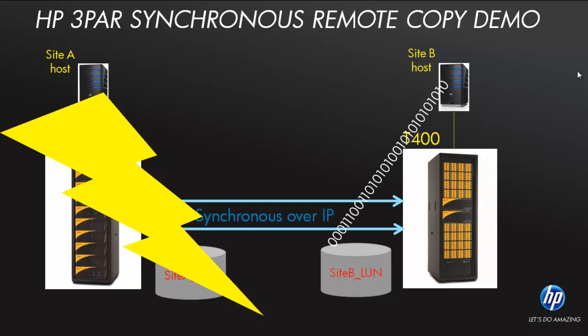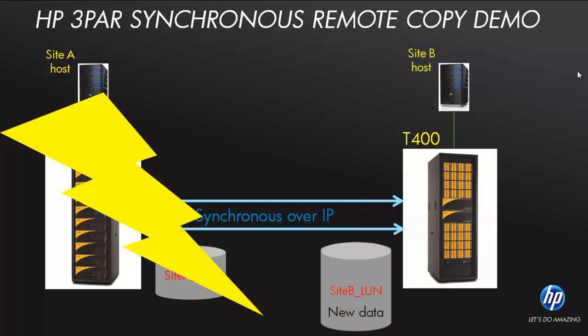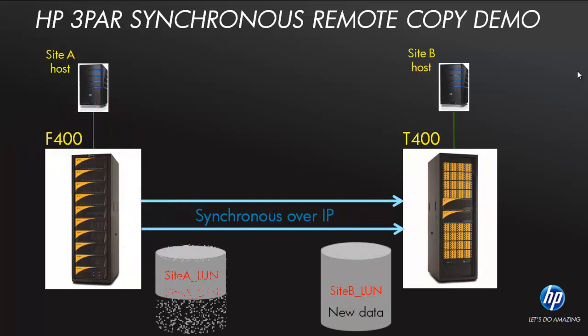We will make the Site B_LUN writable, and you will see data being written from the Site B host. And then we will assume that we have Site A back up, and of course we would have written new data at Site B during the disaster. So this new data needs to be synced back to Site A. So we will show that, and therefore show Site A back to where we were at the beginning, but with the new data that was created on Site B.